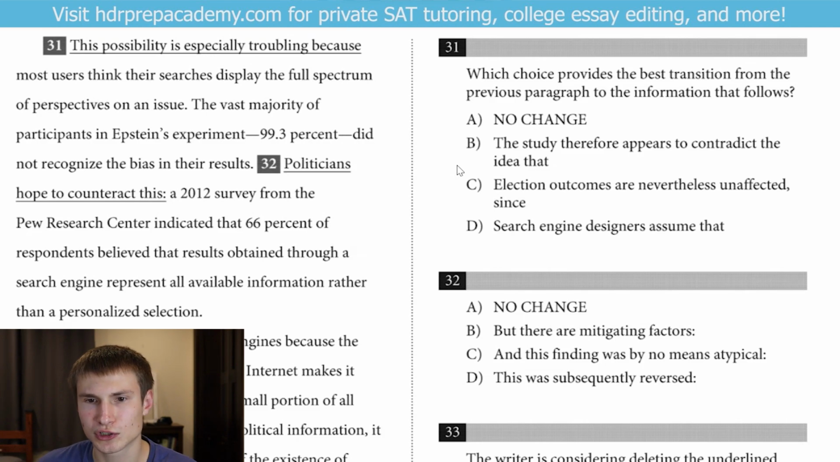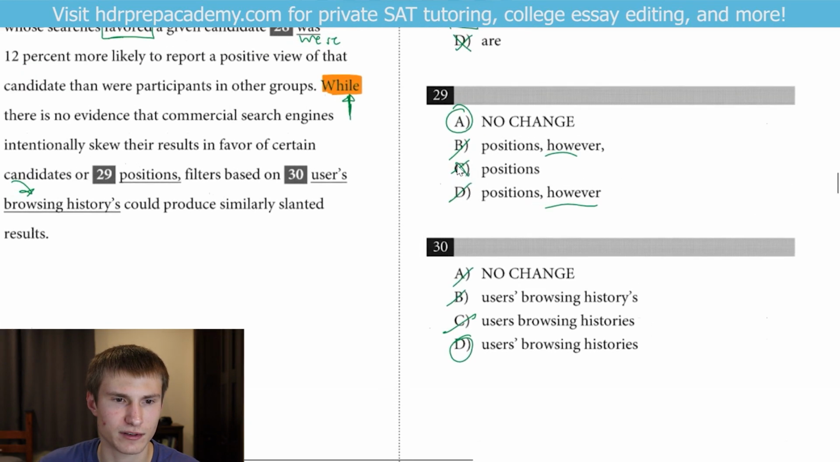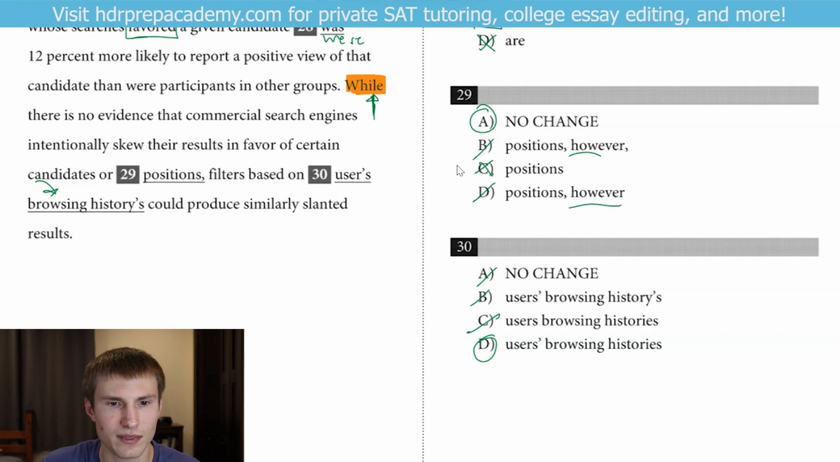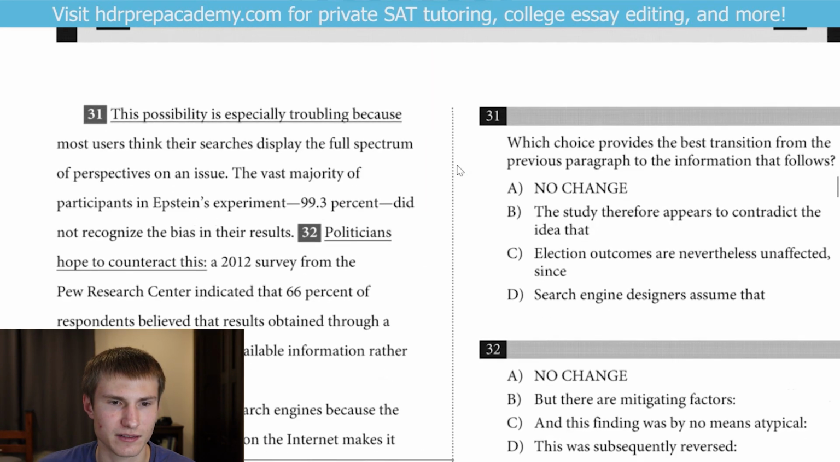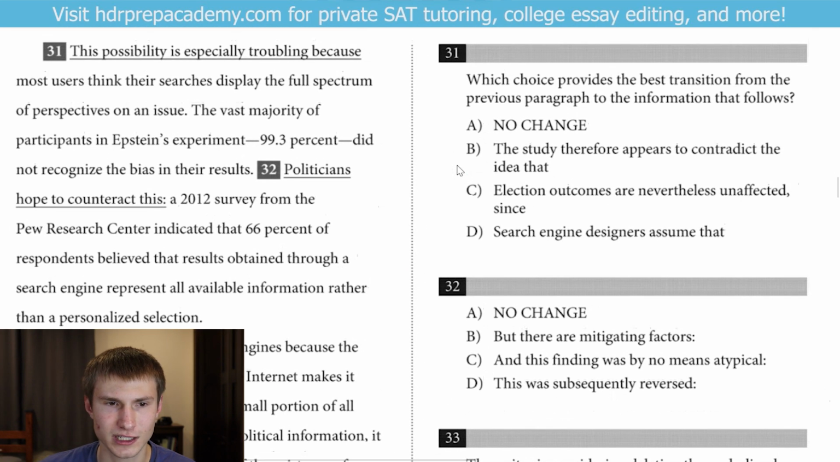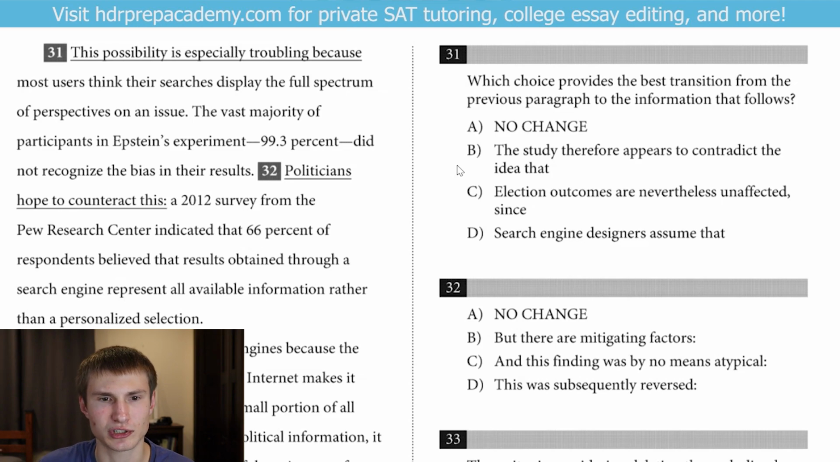All right, 31. Which choice provides the best transition from the previous paragraph to the information that follows? I'm going to reread that last sentence just so we have a good idea of what we're transitioning from. In this case, we have, while there is no evidence that commercial search engines intentionally skew the results in favor of certain candidates or positions, filters based on user browsing history could produce similarly slanted results. So that's obviously bad. Then we have this option here: this possibility is especially troubling, because most users think their searches display the full spectrum of perspectives on an issue. Something bad being troubling looks good. Yeah, that works. I'll go ahead and show you why B, C, and D are incorrect as well.